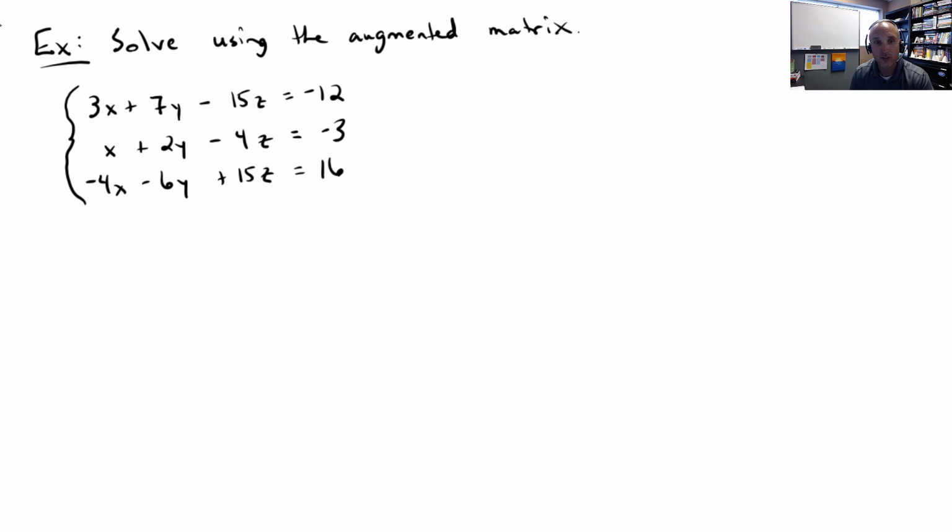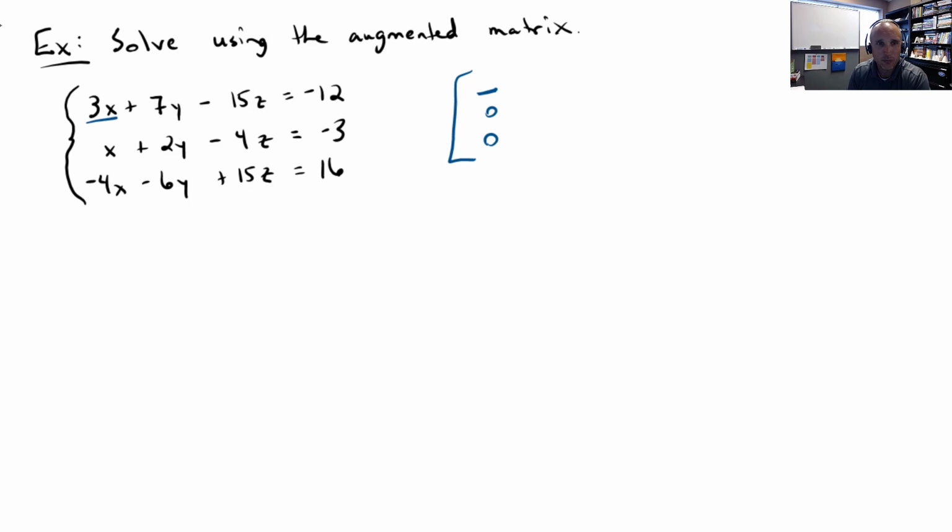But okay, so to get started, we need to create the augmented matrix. Now, the augmented matrix as it sits would be fine. I know in my top left corner of my matrix, I want to use my entry that's here to get zeros below it.